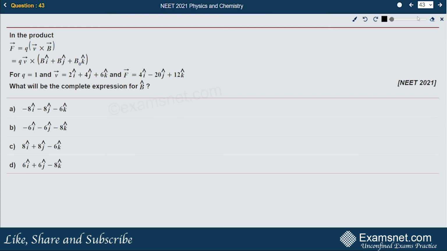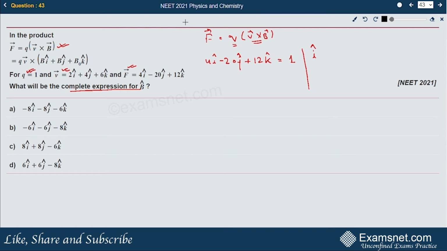Now let's come to question number 43. It is from the chapter Moving Charges and Magnetism. And here in the given product vector F equals Q vector V cross vector B, we have to find the complete expression for vector B when the value of Q, vector V and vector F are already given. So according to this question, vector F equals Q vector V cross vector B. The value of vector F is given as 4 i cap minus 20 j cap plus 12 k cap, and the value of Q is given as 1.